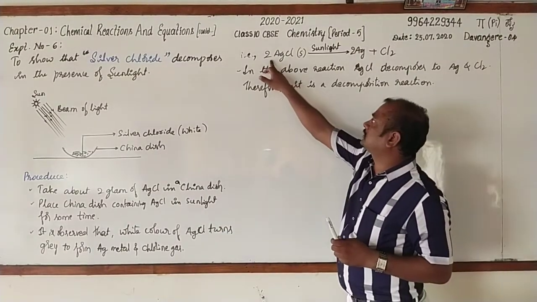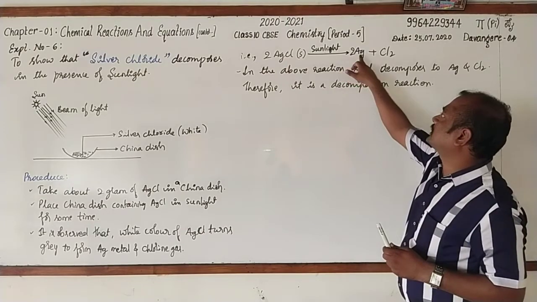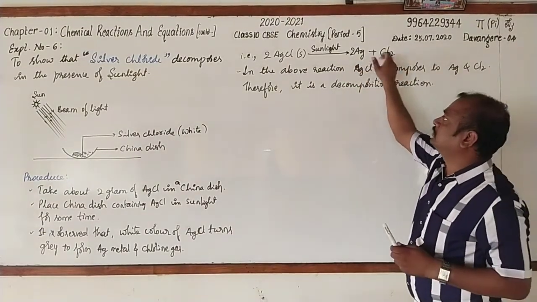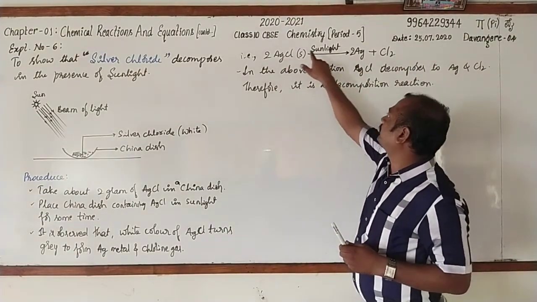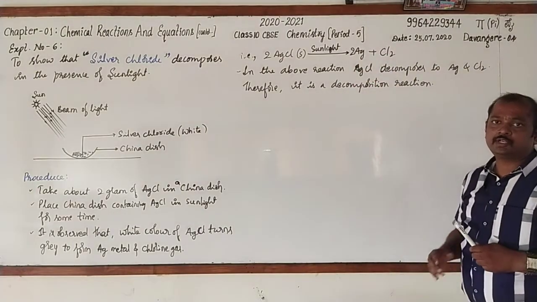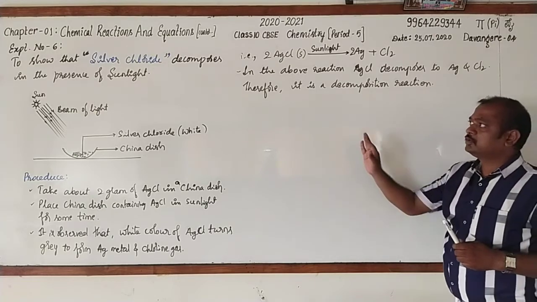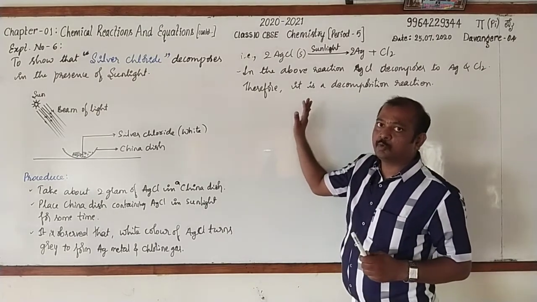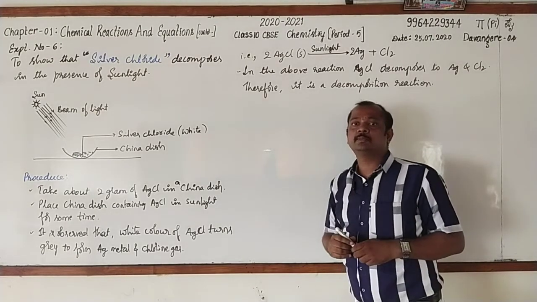That can be written like this. 2 AgCl gives rise to 2 Ag plus Cl2. In this reaction, one compound gets split up into 2 compounds. That's why it is a decomposition reaction. Clear? So all 6 experiments are over with respect to first 2 types of chemical reactions.